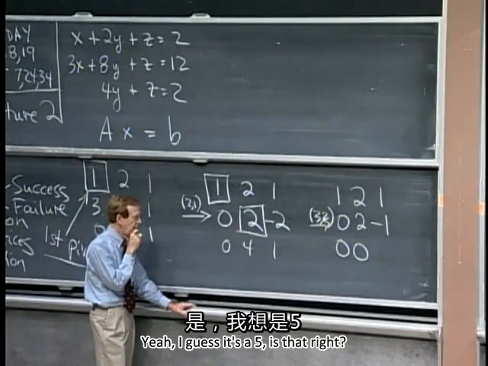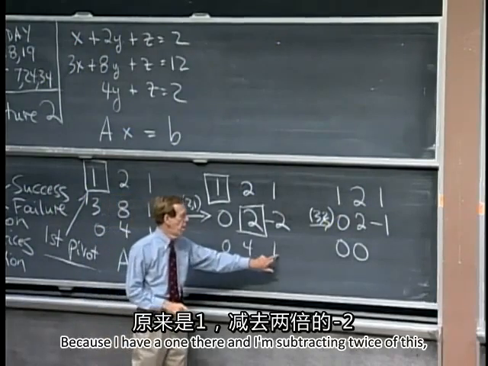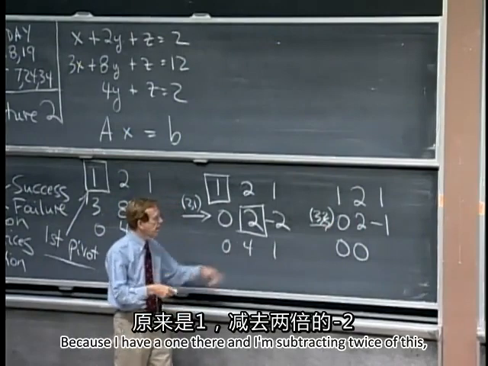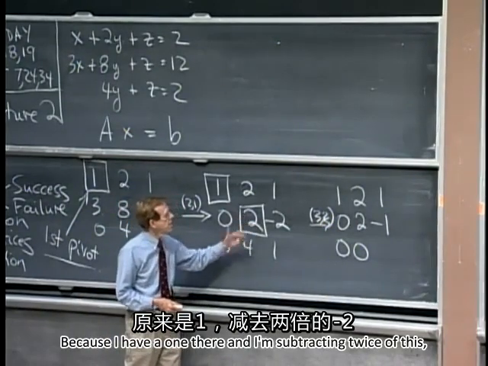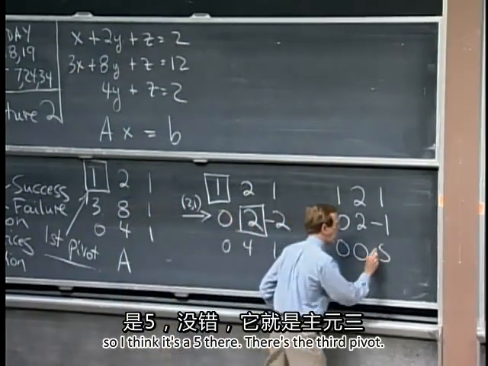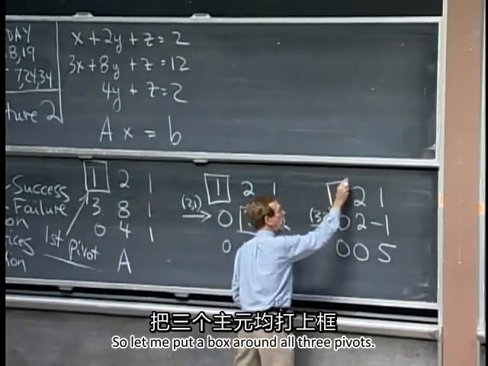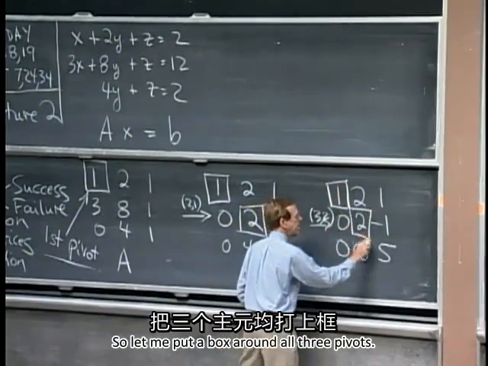Yeah, I guess it's a 5. Is that right? Because I have a 1 there, and I'm subtracting twice this, so I think it sits a 5 there. There's the third pivot. So let me put a box around all 3 pivots.